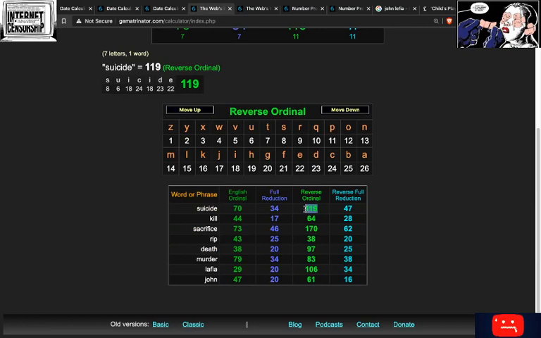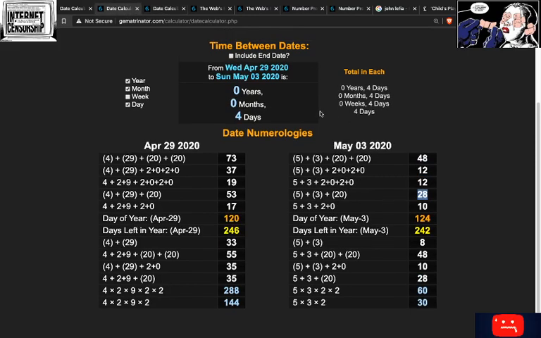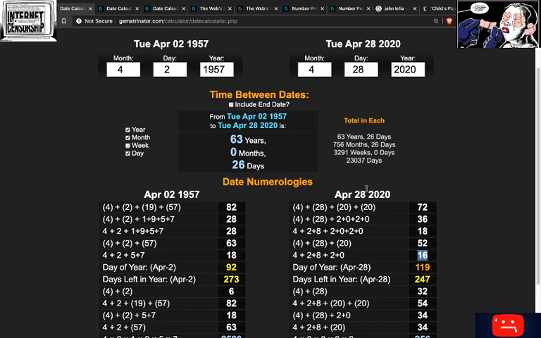Suicide, 119. Okay, so suicide in reverse ordinal, which is the alphabet backwards, like this chart. You can see the chart. 119. Unbelievable. So that's what I'm saying. If they killed this guy on the 28th, it would make sense, because April 28th is the 119th day of the year. And again, suicide equals 46.